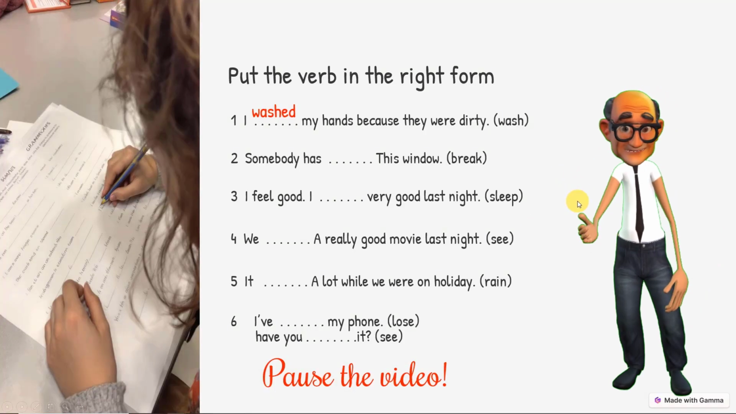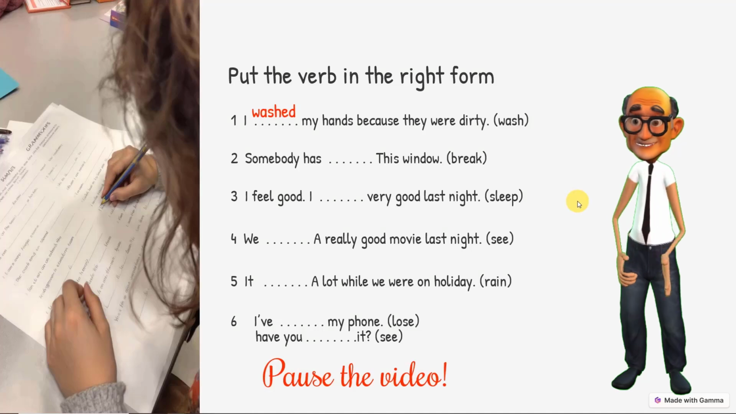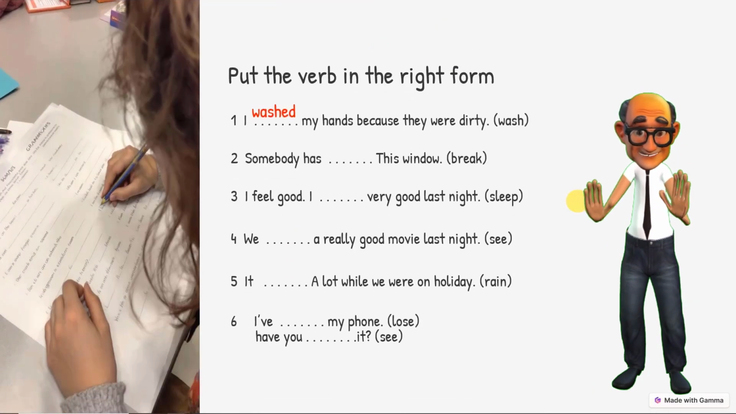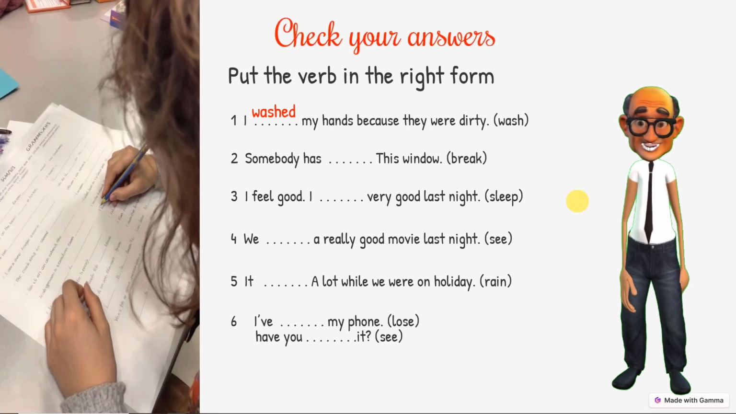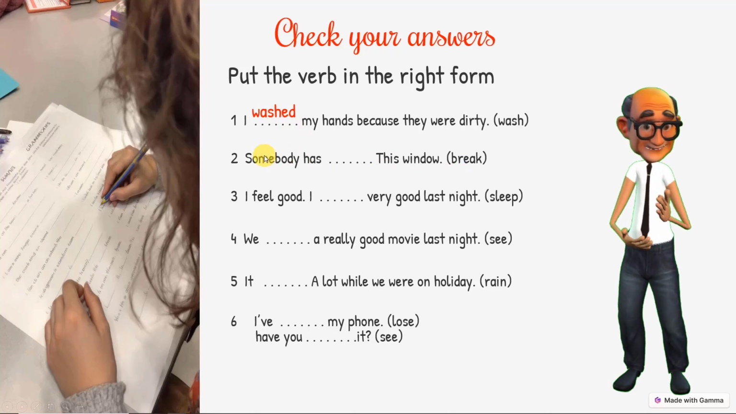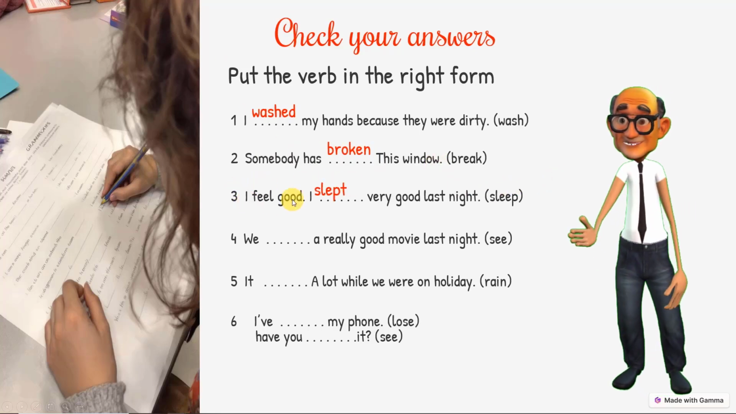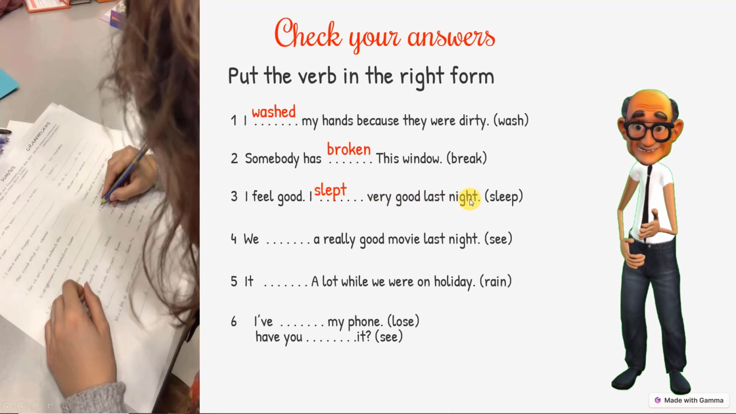Okay, I assume you paused the video and you've answered all the questions in your notebook. So let's go ahead and check your answers. The first one was given to you: washed. The second one: somebody has broken this window. Number 3: I feel good. I slept very well last night.